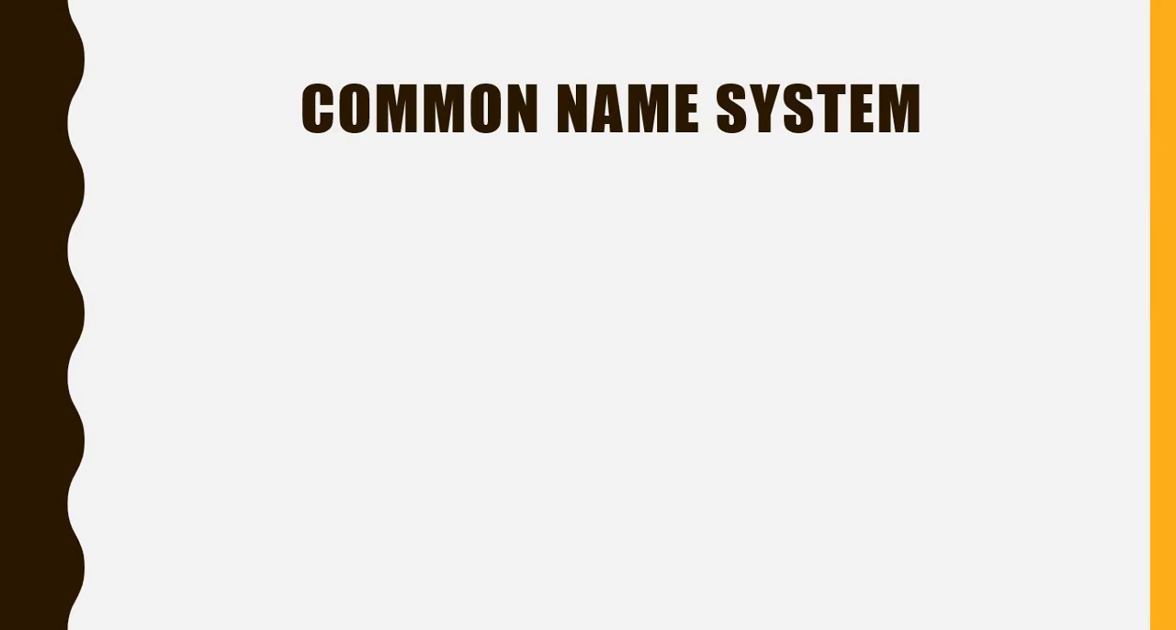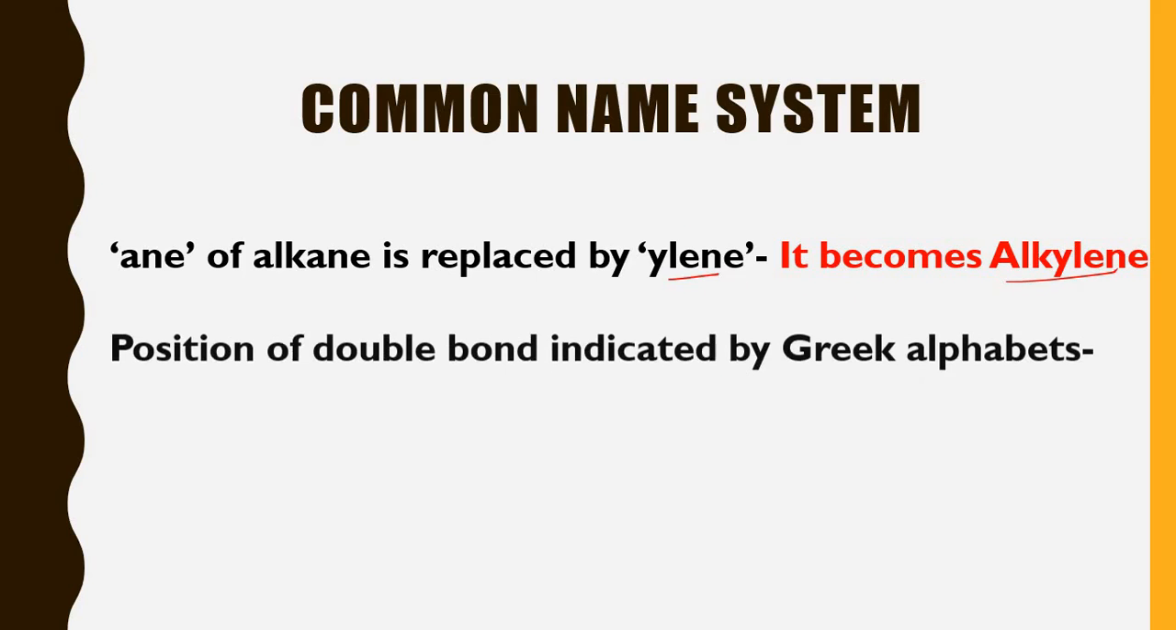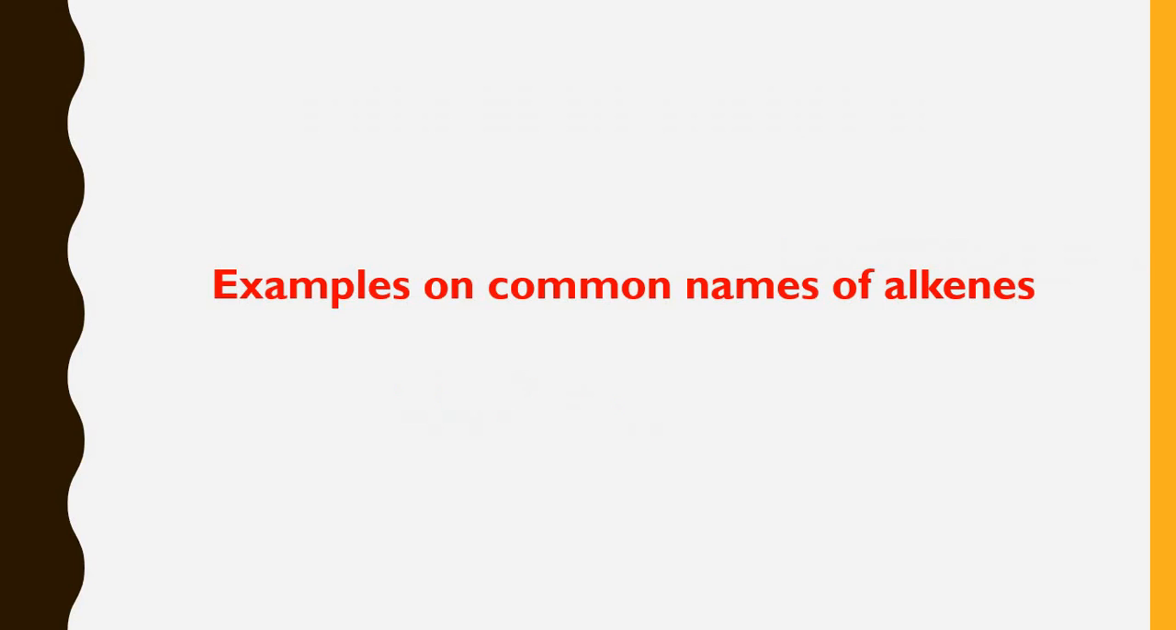The first one is the common name system. The common names of alkenes are derived from alkane by replacing the ane of alkane by ylene, so that it becomes alkylene. If double bonds are there at different positions, then the positions of those particular double bonds are indicated by Greek alphabets like alpha, beta, gamma or delta. We'll see some examples on the common names of alkenes.